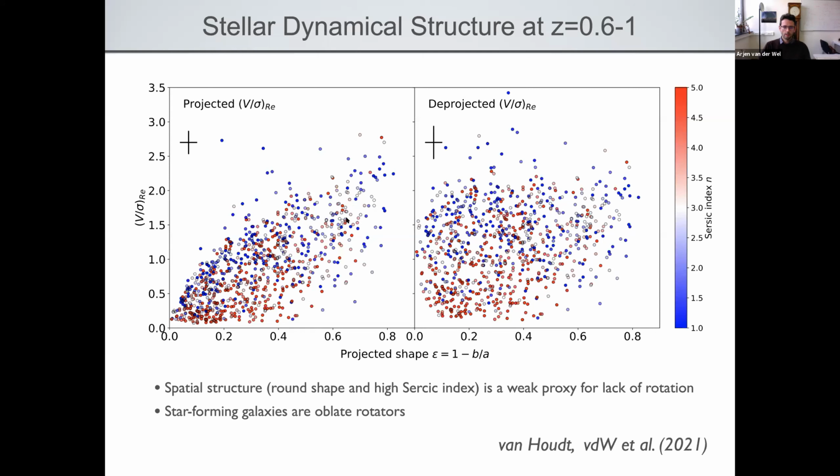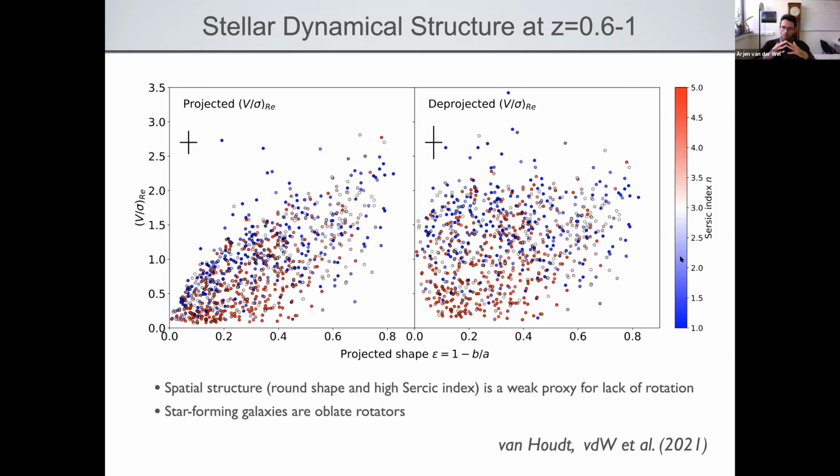And you get this. It is the same data points, but now I have from the model the deprojected V over sigmas. Okay. The color coding is a Sérsic index, so that's a structural parameter where 1 is an exponential profile that we associate with disks, and index 4 is the de Vaucouleurs profile that we associate with ellipticals. One thing to note here, that's fairly well mixed, right? It's not very clear, the separation between disks and spheroids.